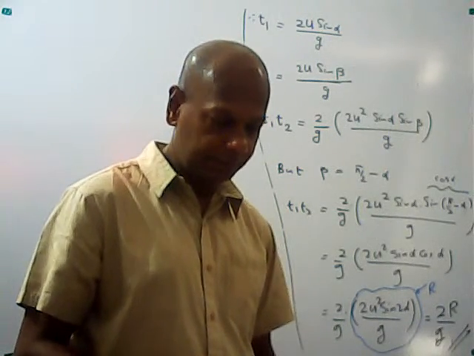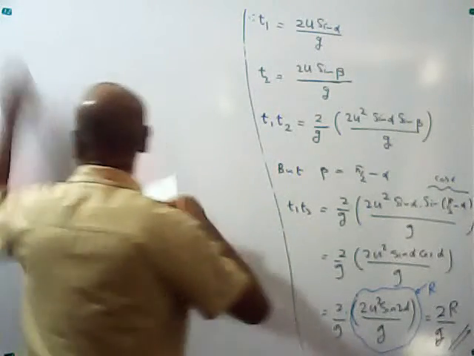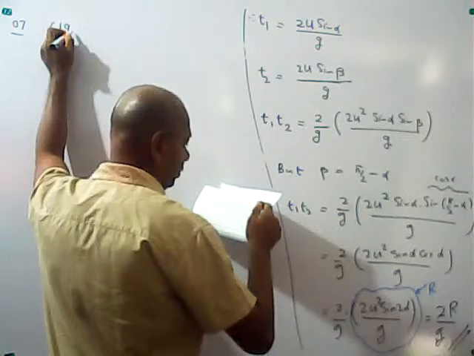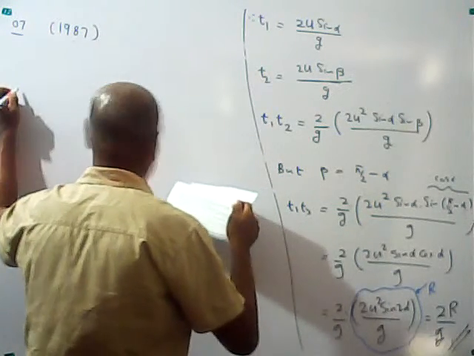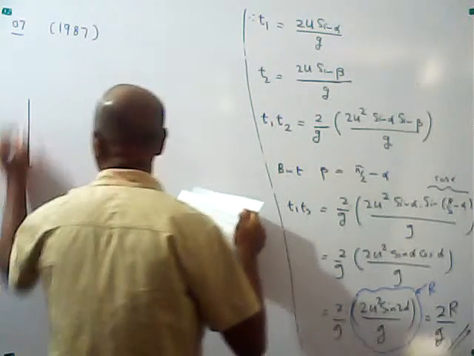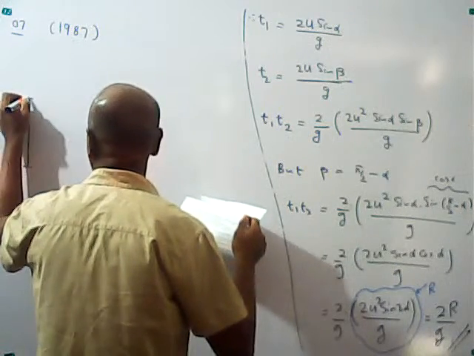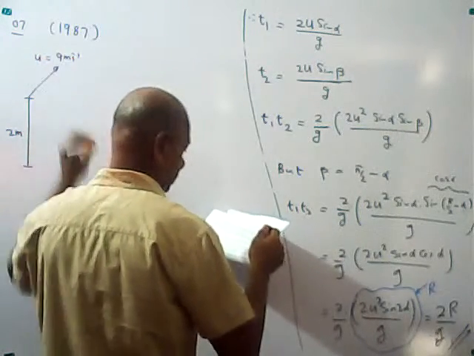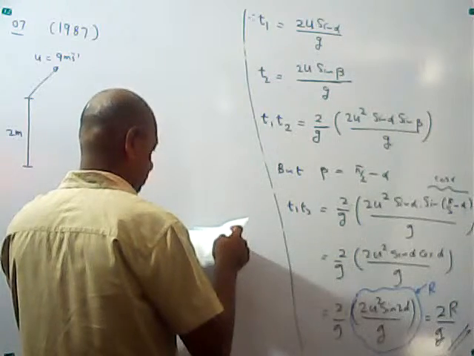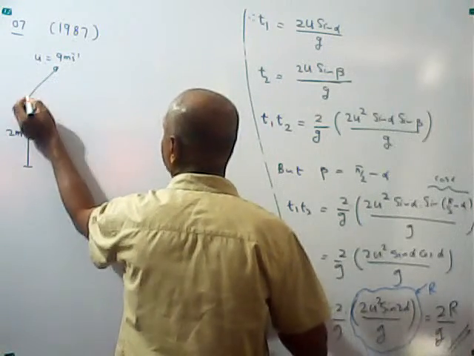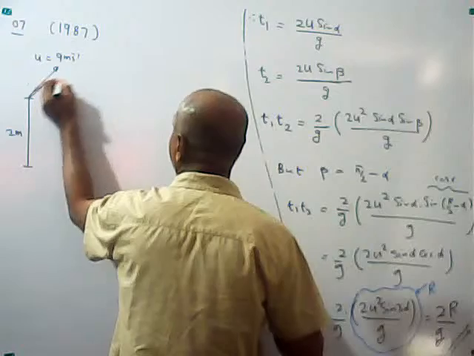First, the 1987 question. It's an easy one, a numerical question. Numerical problems in the applied maths paper are very rare. It's about two boys. One is throwing a ball from a 2 meter height. The speed of projection is 9 ms minus 1.